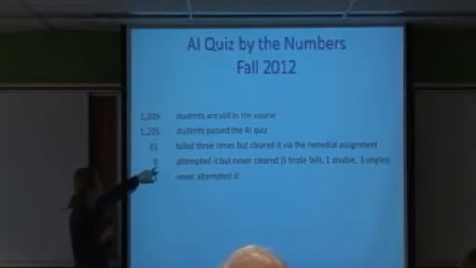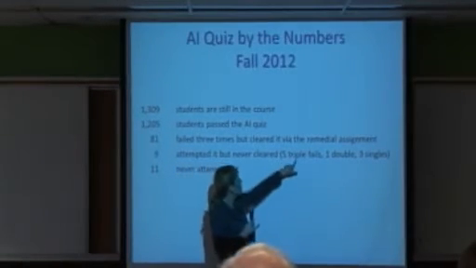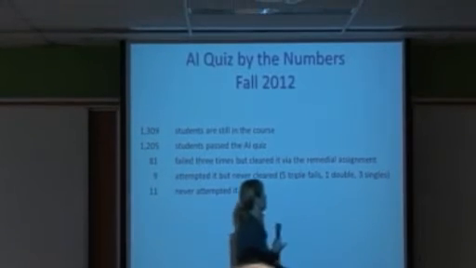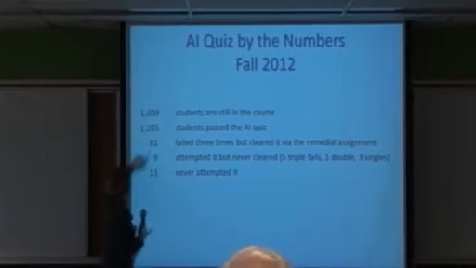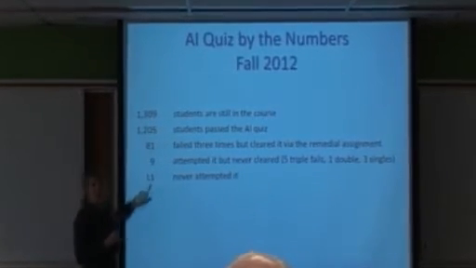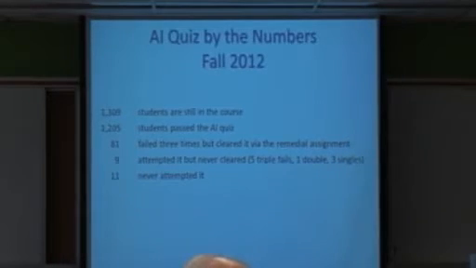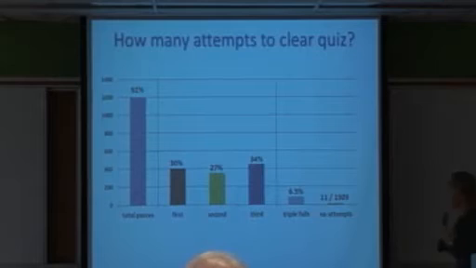9 dabbled once or twice, but never really cleared it. So it's a mix of triple fails that didn't follow up. 1 tried it twice, 3 tried it just once, 11 didn't bother. But really, that's a pretty low percentage, right? Tiny, tiny. So most students are taking a crack at least. How many attempts did it take them to clear the quiz?